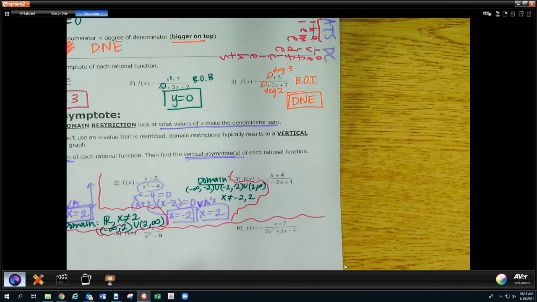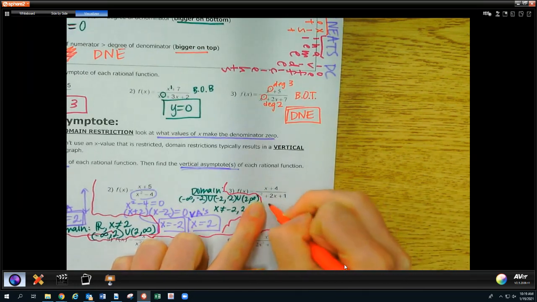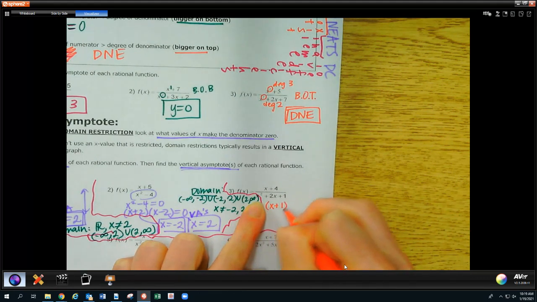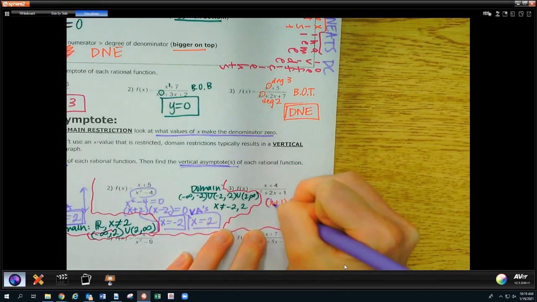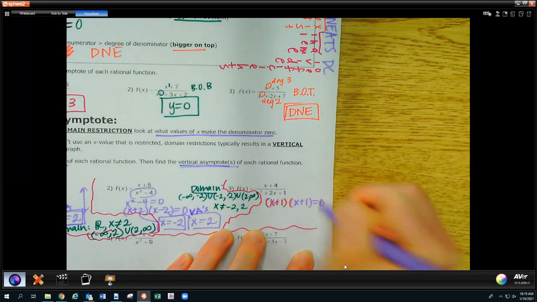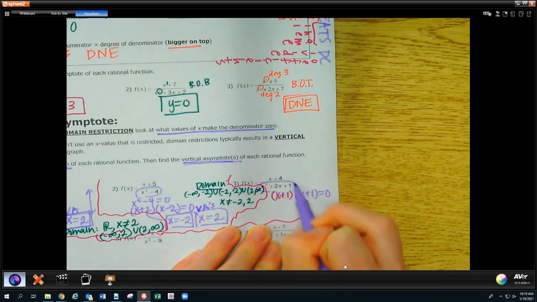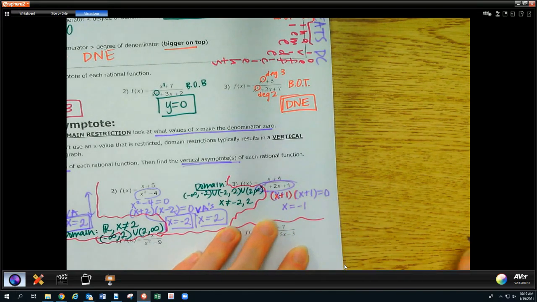So for number 3, we have another quadratic, but this one factors to x plus 1, x plus 1. And so even though we have a quadratic on bottom, when we set it equal to 0 and solve, we only end up with 1.